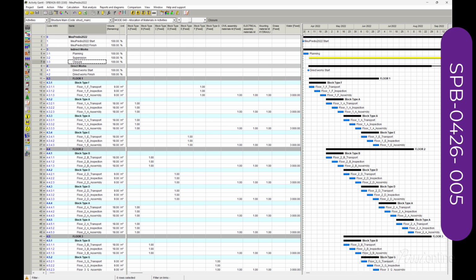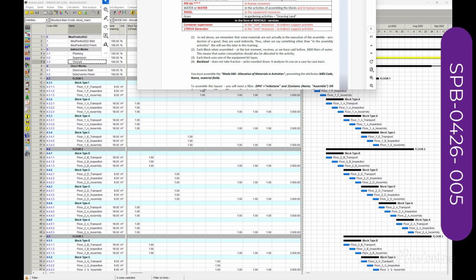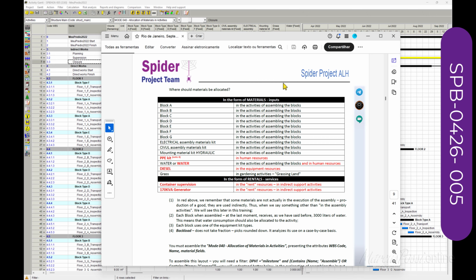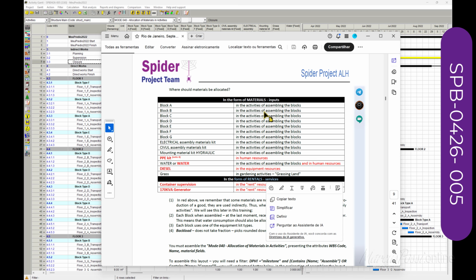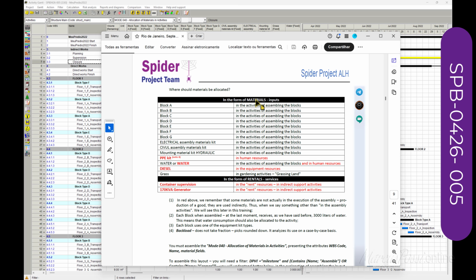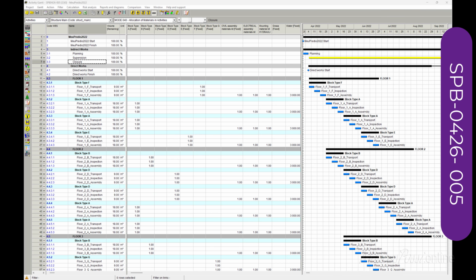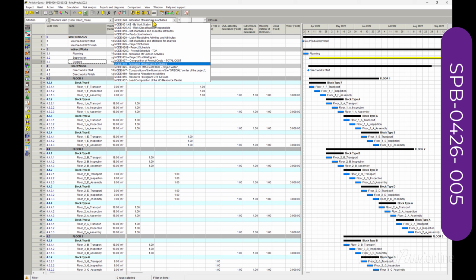Block water container supervision for rentals, okay. If you see in your handbook that you have translated or corrected the translation, you see that it is in the form of rentals, not as material inputs. So that's not the time to talk about materials assignments in indirect work. Okay, you finish with it, but as always, we have to see it in a histogram way.